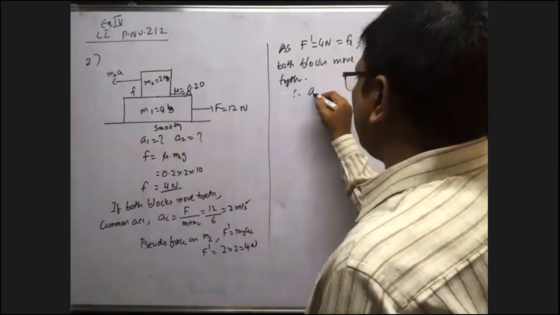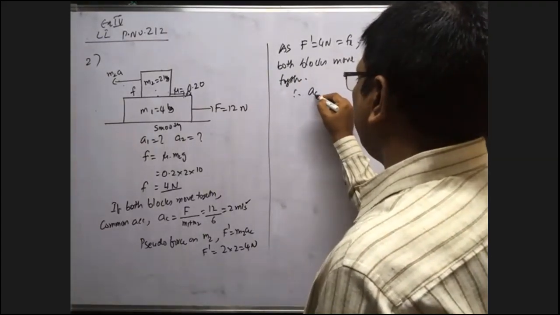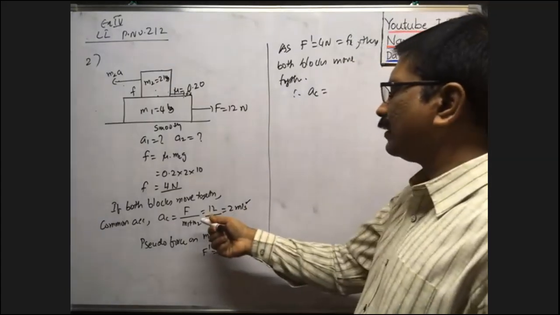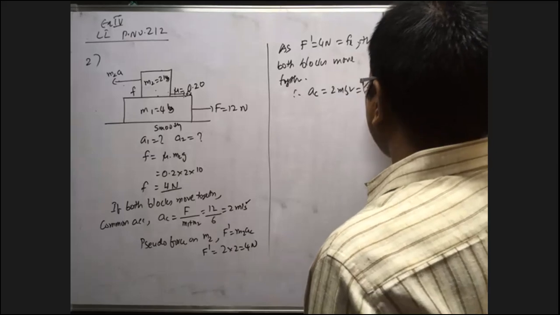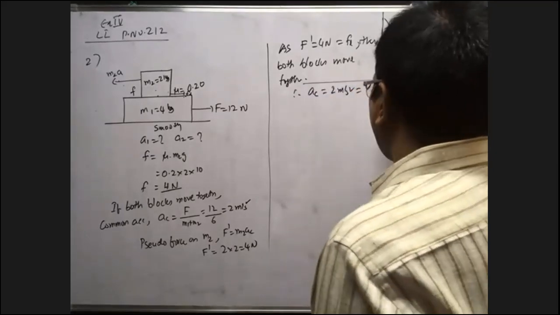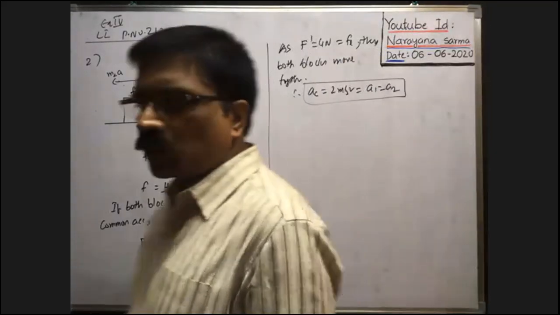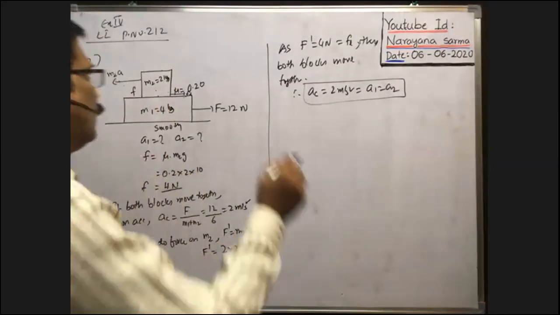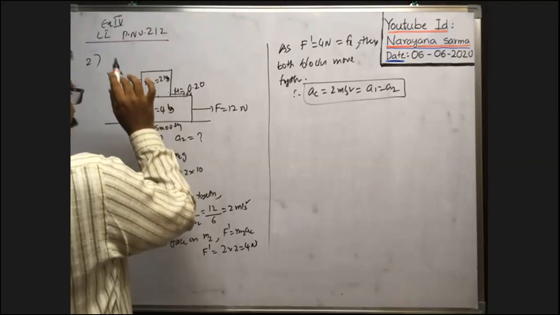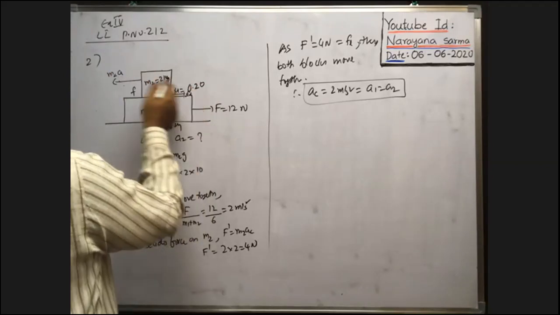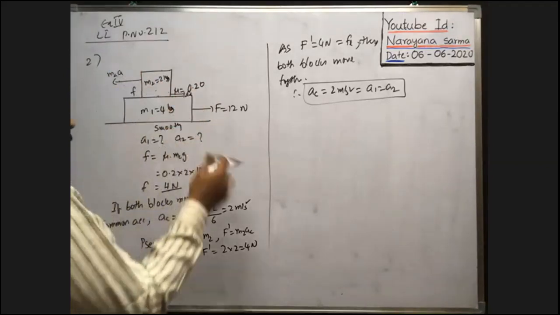Therefore, common acceleration. AC is the common acceleration we already calculated. Common acceleration is equal to 2, no? So 2 meter per second square. Therefore, the acceleration of the first block and the acceleration of the second block are all the same, equal to 2 meter per second square. If the pseudo force is less than or equal to limiting friction, both blocks travel with the same acceleration.